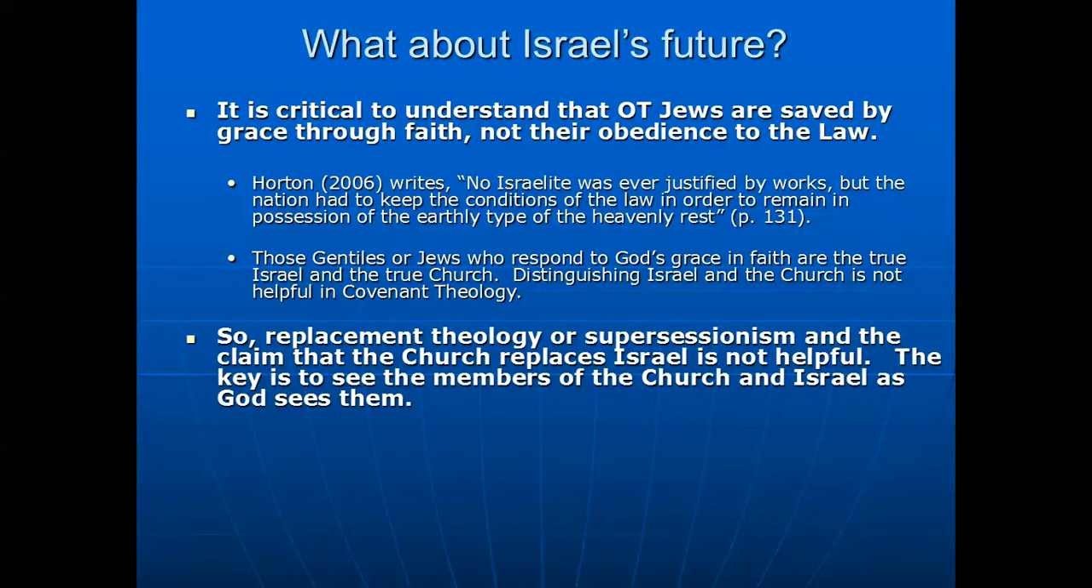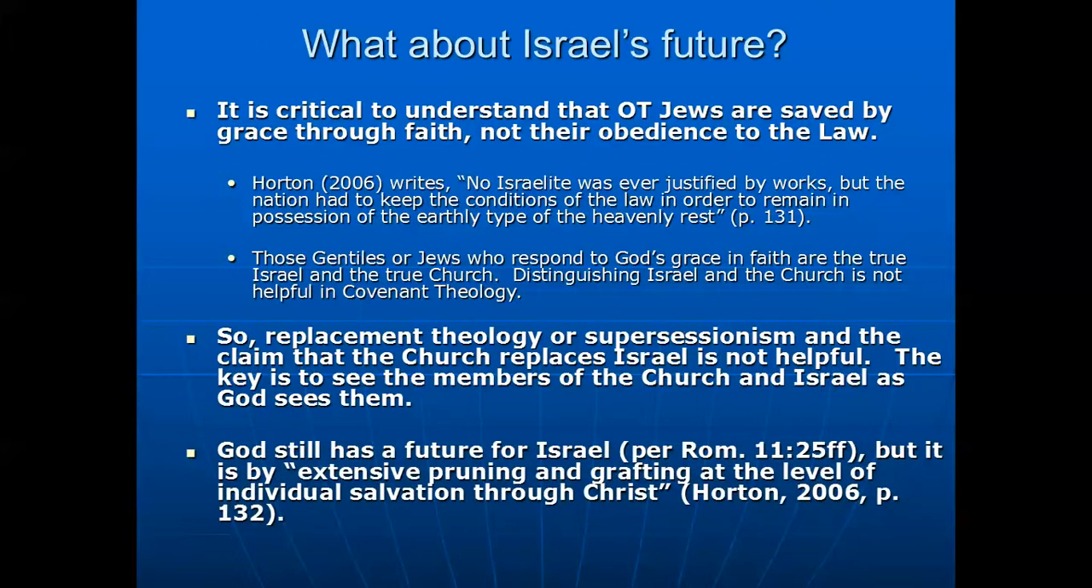Also, it's important to point out that covenant theology should not necessarily be equated with replacement theology or supersessionism. Now, some covenant theologians might be in this category, but that idea, replacement theology or supersessionism, claims that the church replaces Israel. Most covenant theologians will say that that's really not helpful, that the key here is to see the members of the church and Israel as God sees them, as people who have faith, right? And so they are the true seed of Abraham. They're the true Israel. They're the true church.